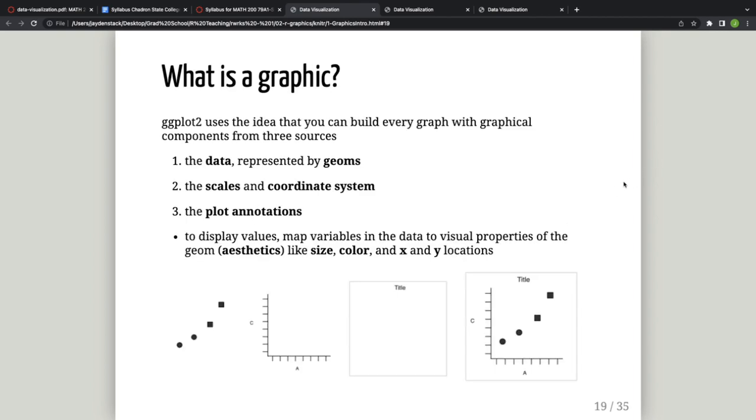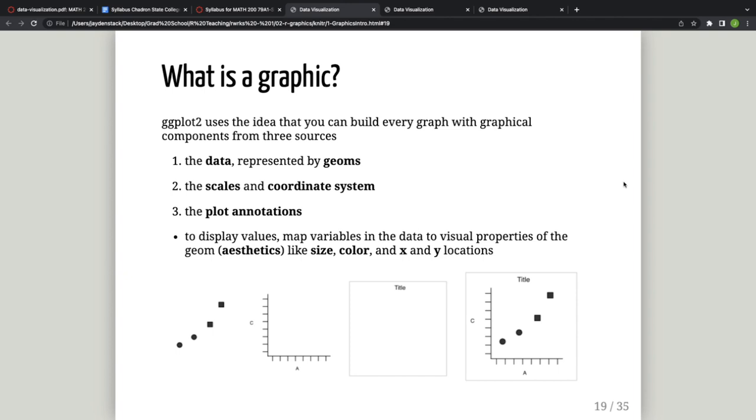So what is a graphic? ggplot2 uses the idea that you can build every graph with graphical components from 3 resources. The data, which is represented by geoms. You'll see geom a lot when we're using ggplot. That's going to be essentially the start of the syntax for almost every single function that we use.